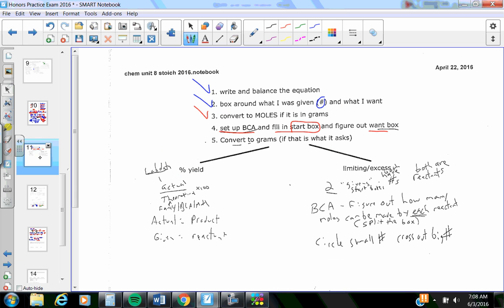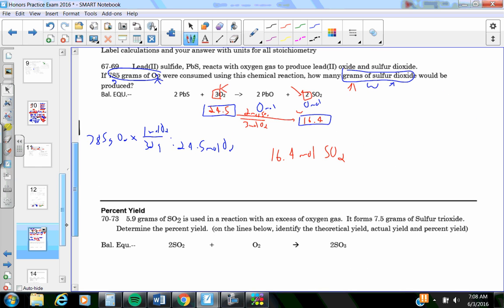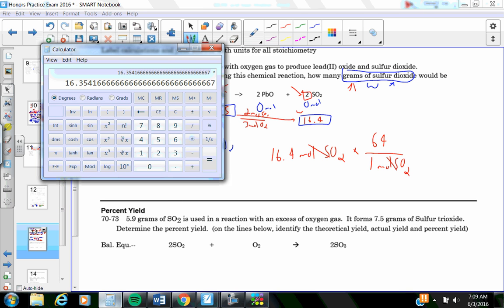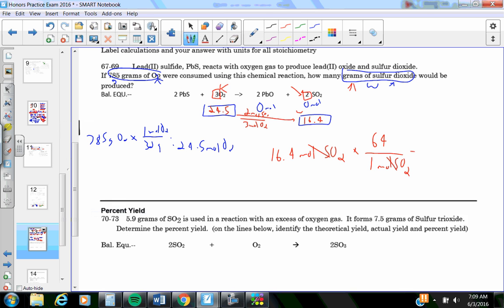Let's see my little patented. So I set it up. I figured out even my want box, check. Last step is just to convert to grams, because that's what it asked, how many grams. So how much does 1 mole of SO2 weigh? I put it down there so it crosses off. So it's an S, 32, plus 2 oxygens, another 32, is 64. 16.4 times 64 equals 1046.7. 1046.7 grams of SO2.